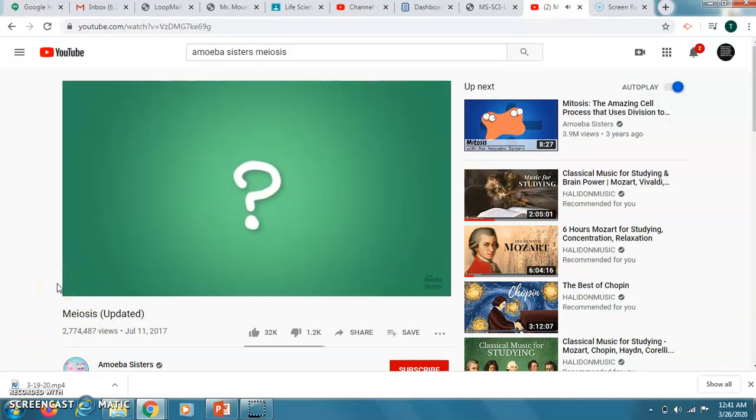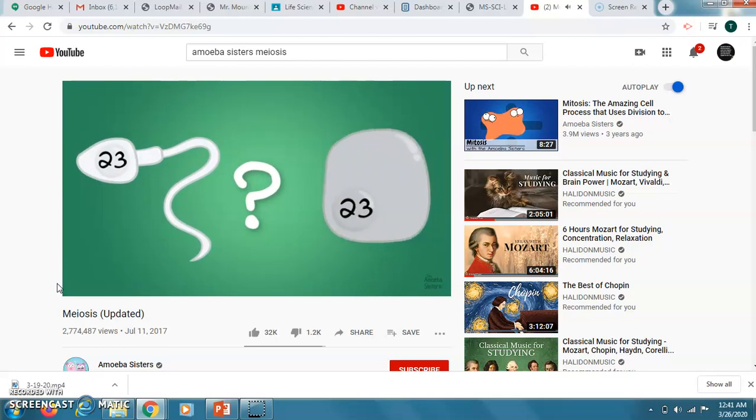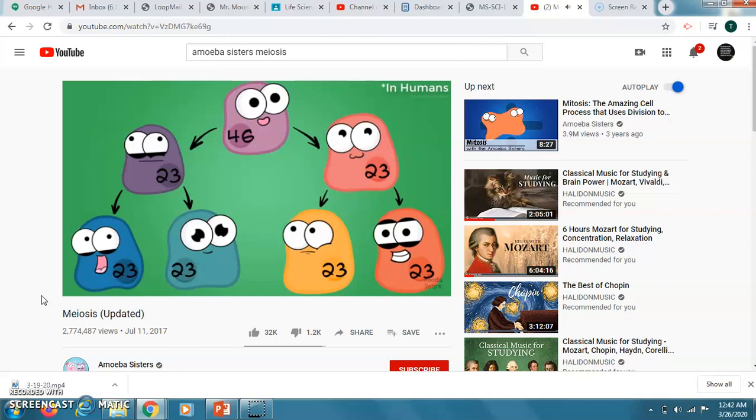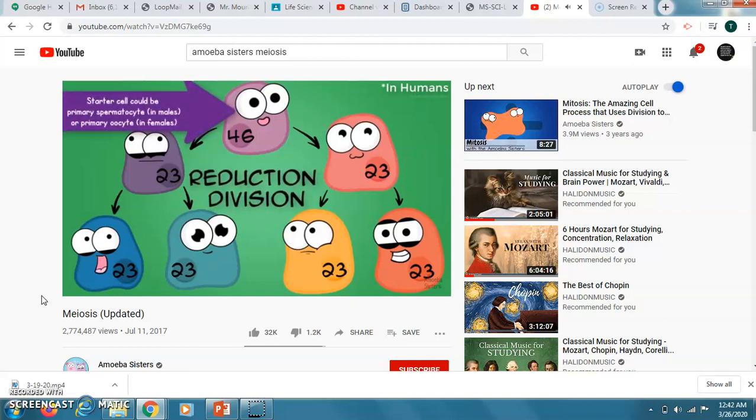Why the number difference? Well, if a sperm cell has 23 chromosomes and an egg cell has 23 chromosomes, when they come together, that makes 46 chromosomes. That will allow a newly formed fertilized egg to develop into a human. Meiosis is what we call a reduction division because you have a starting cell that has 46 chromosomes, and your ending cell, the sperm and egg cells, have only 23 chromosomes.